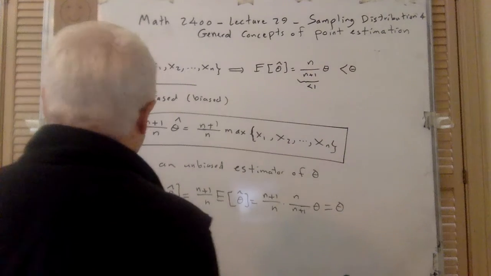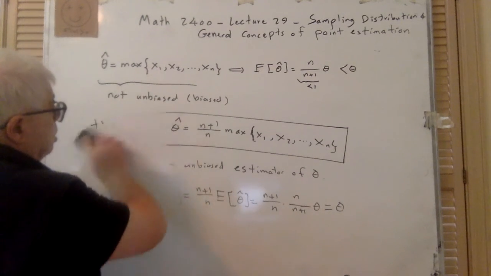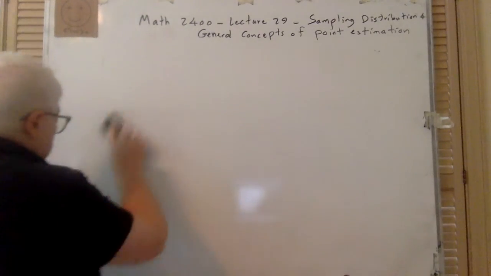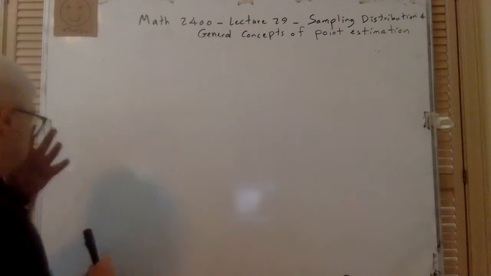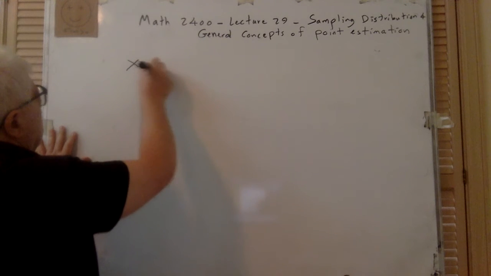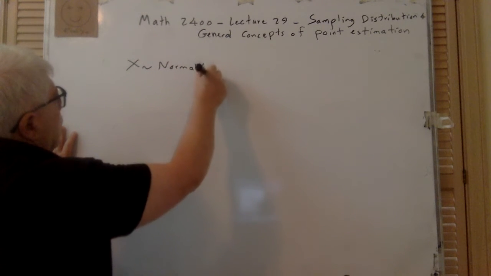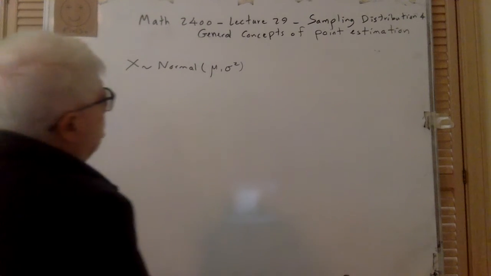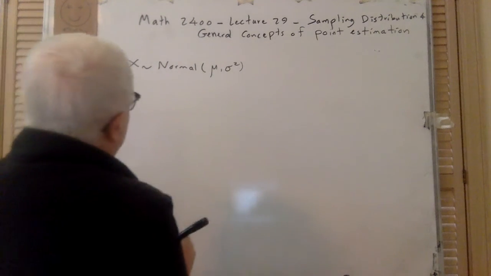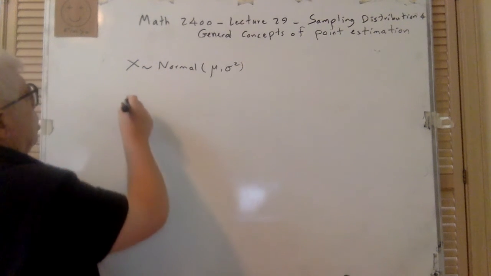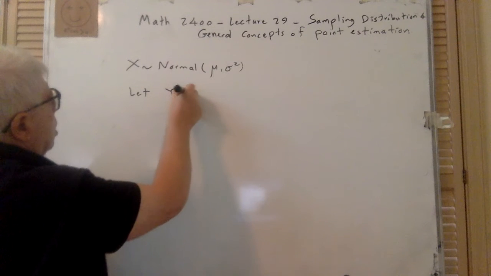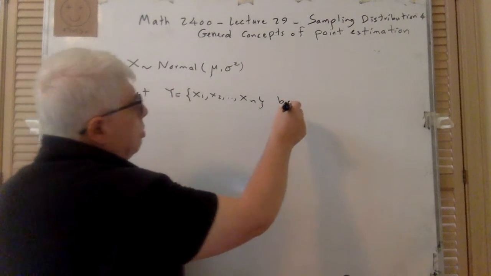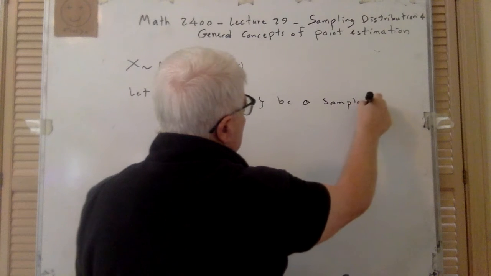Another one that is probably more important than these is the normal distribution. So if X is normal with mean mu and variance sigma squared, then we want to estimate one of them. So let x_1 up to x_n be a sample of size n.